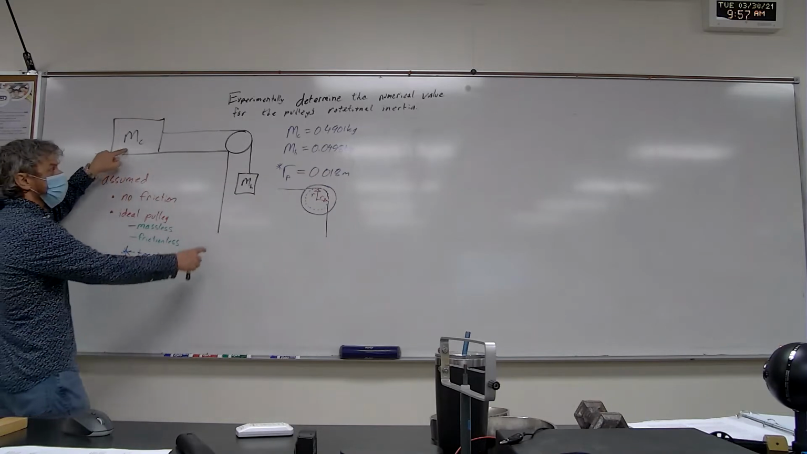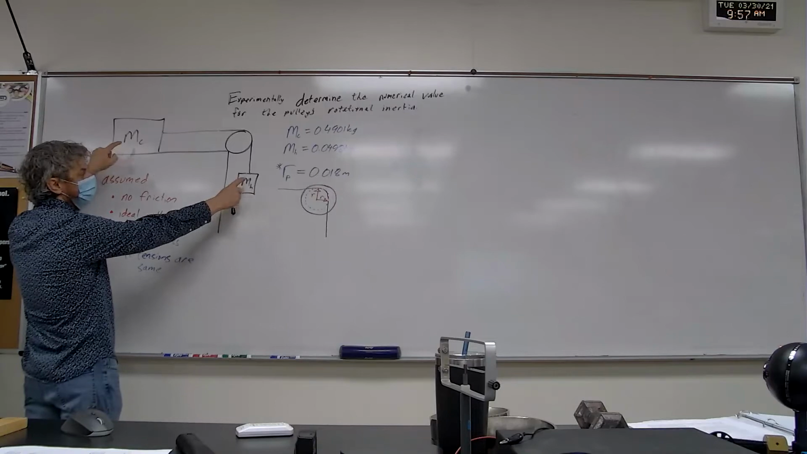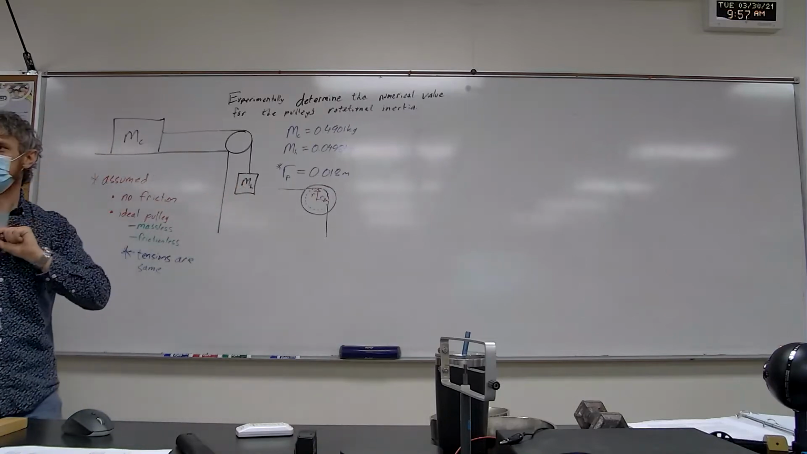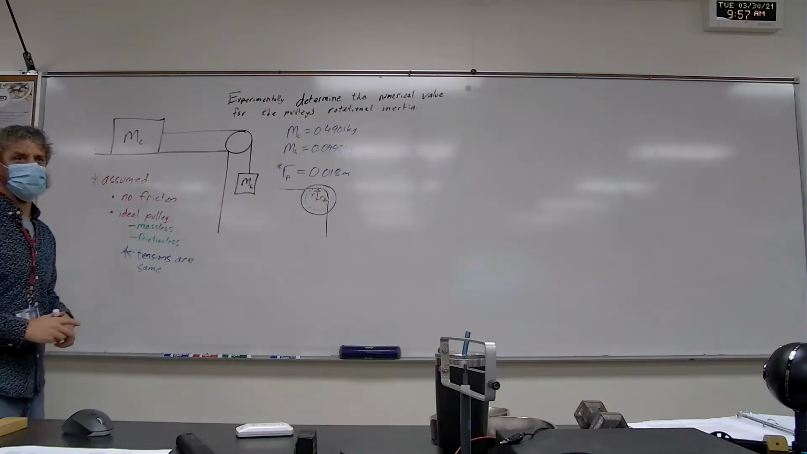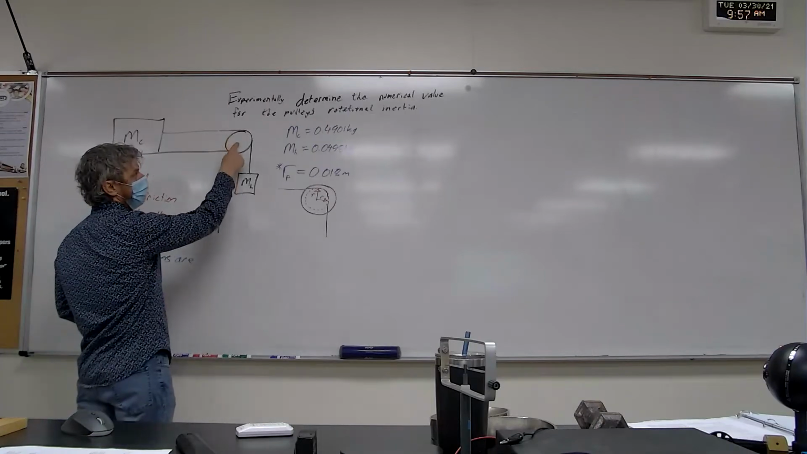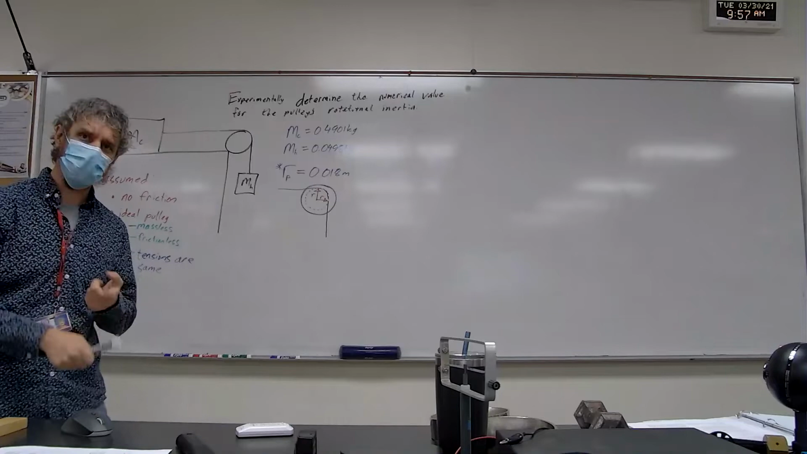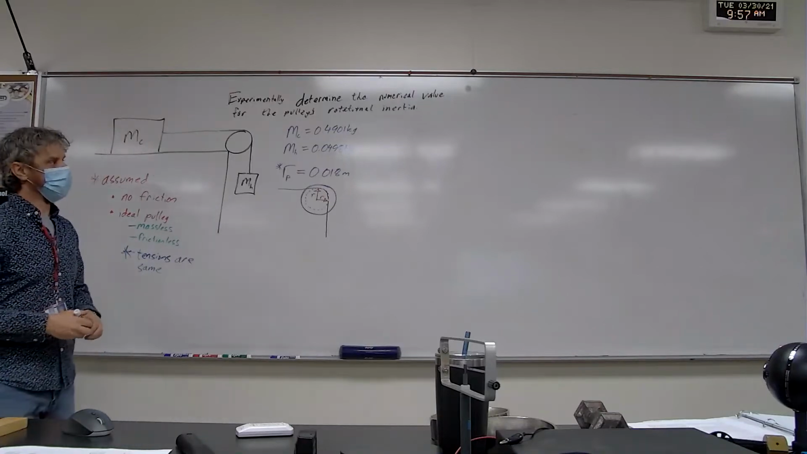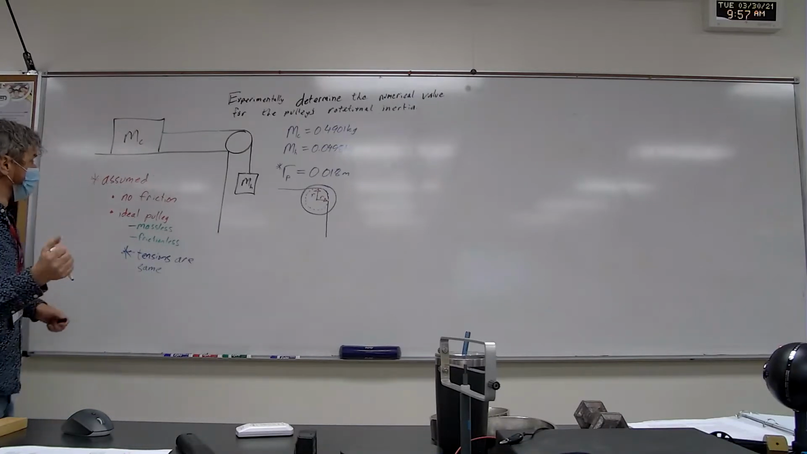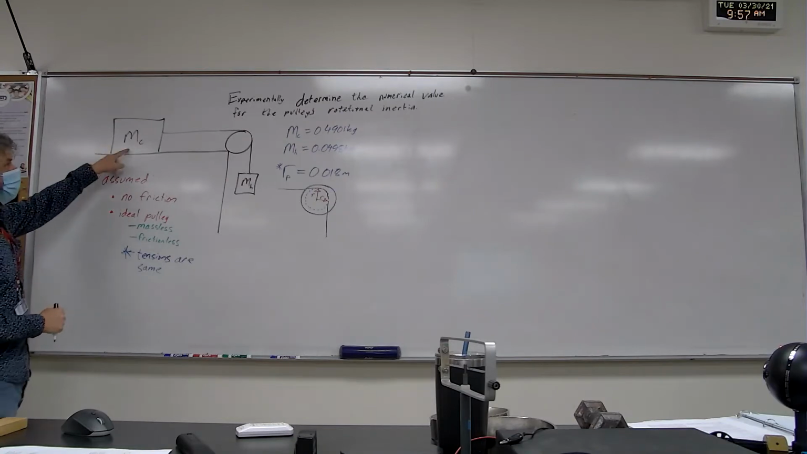We can use Newton's laws for translational motion to talk about the translational motions of the two masses and generate equations of motion for them. And then we can talk about the rotational motion of the pulley with Newton's second law for rotational motion and generate a third equation that way. All right, so all that being said, let's go ahead and draw our free body diagrams.